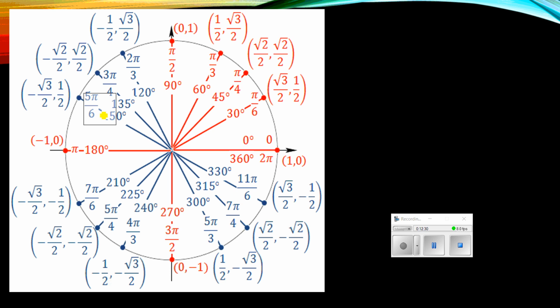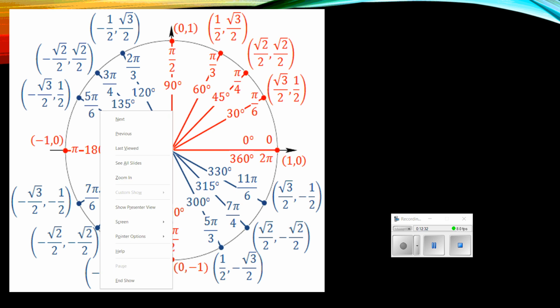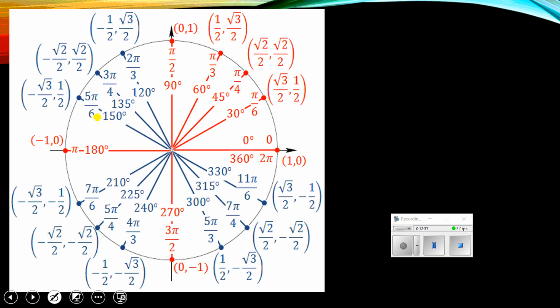Okay? But there's an issue. We want to go where? Negative. So just reverse that. This would be negative 6 pi over 6, negative 12 pi over 6. You got to go another 5 pi's over 6. So another 150, and you would land over here at 210. And so the terminal point would be negative square root of 3 over 2 and negative 1/2.